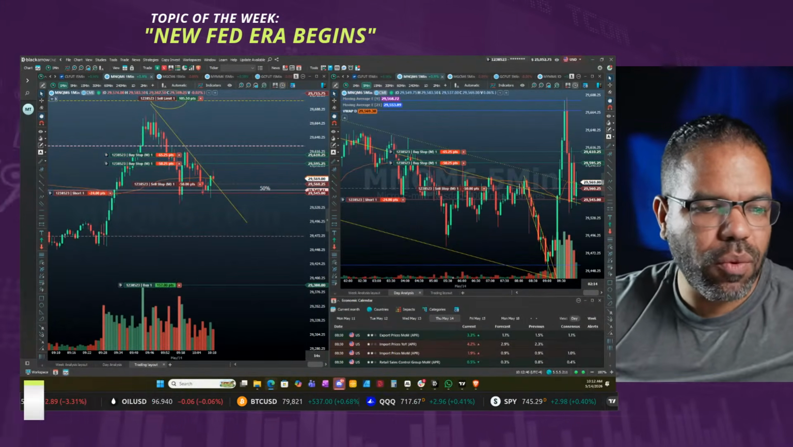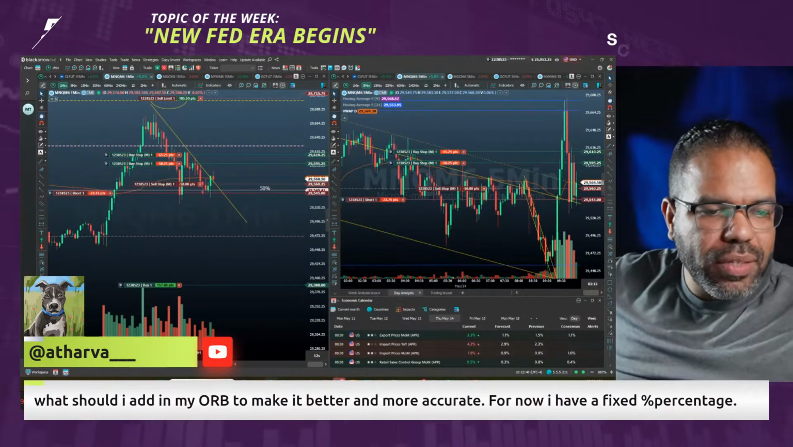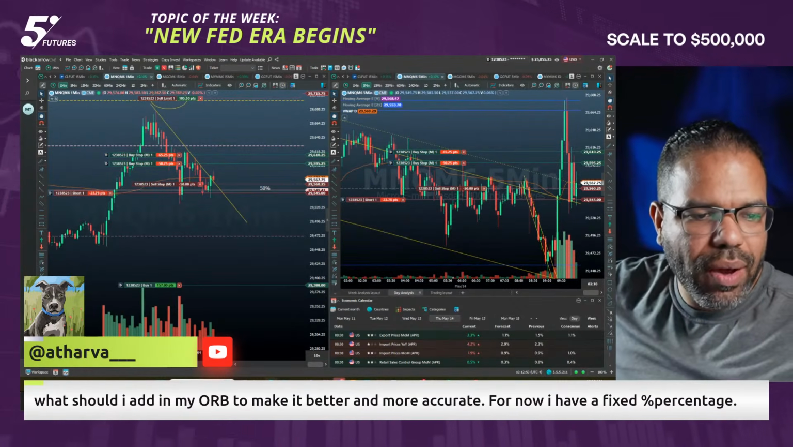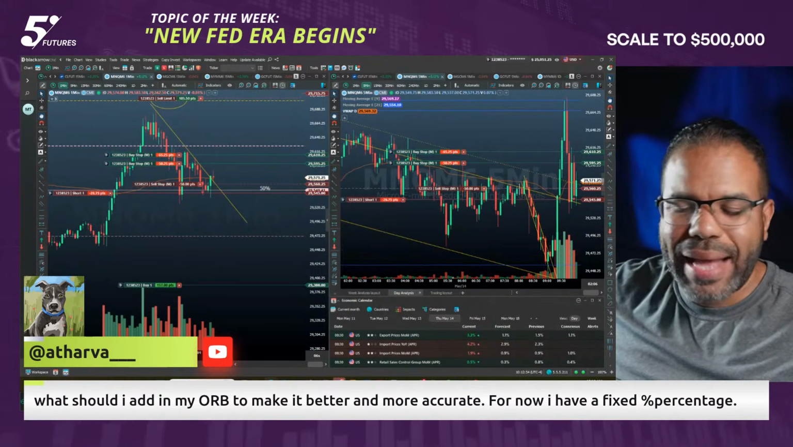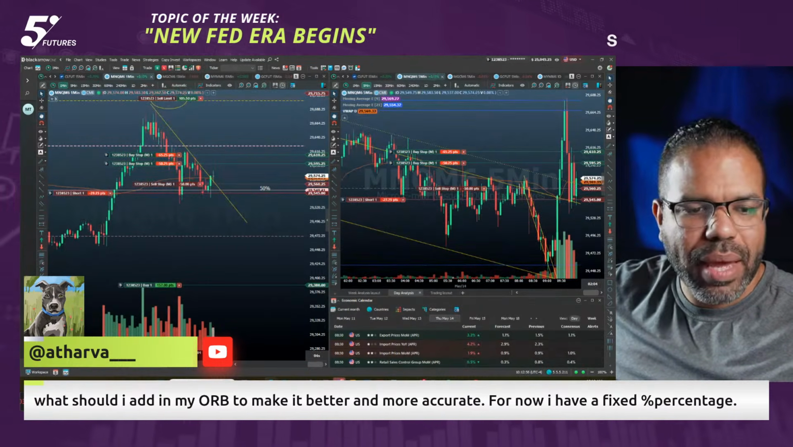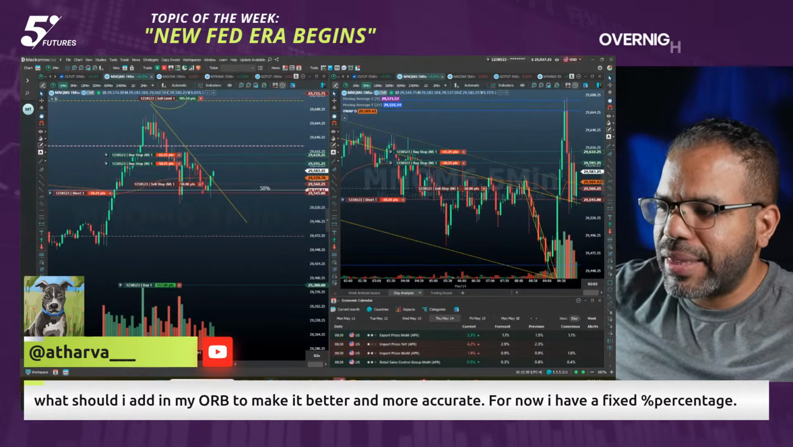Okay, Atharva is saying, what should I add in my ORB to make it better and more accurate? For now, I have a fixed percentage. What should you add to your ORB to make it better and more accurate? All right, we're going to look at that in a sec.